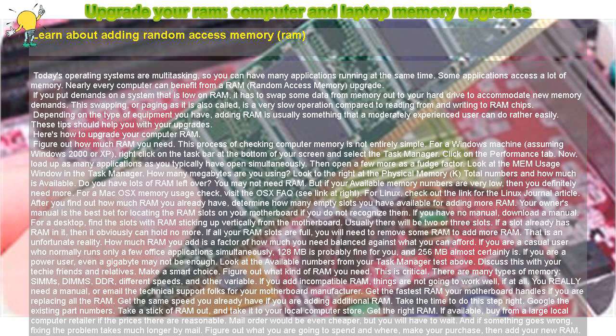Nearly every computer can benefit from a RAM, random access memory, upgrade. If you put demands on a system that is low on RAM, it has to swap some data from memory out to your hard drive to accommodate new memory demands. This swapping, or paging as it is also called, is a very slow operation compared to reading from and writing to RAM chips.